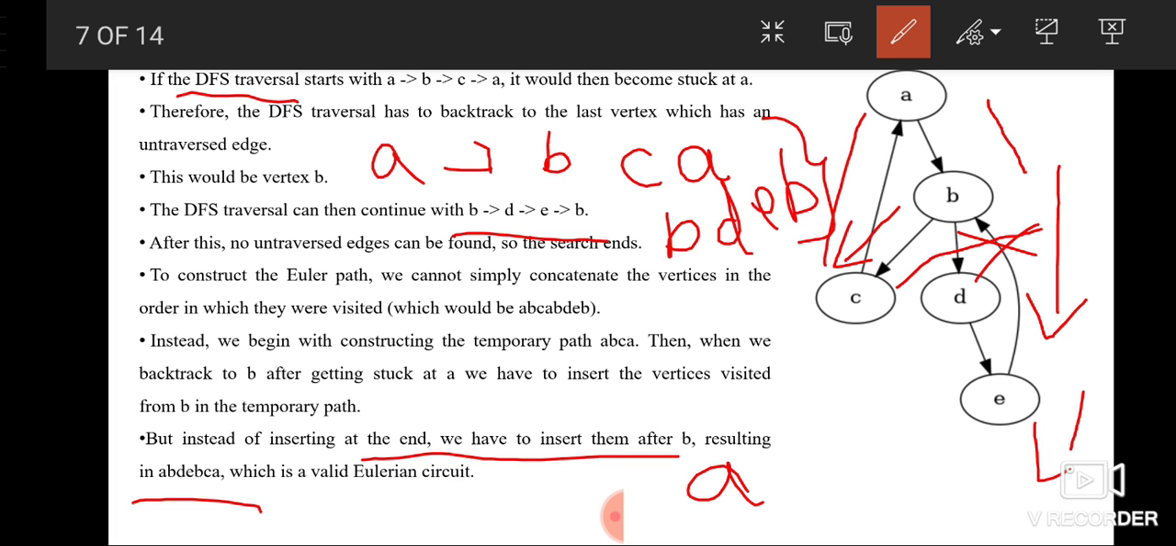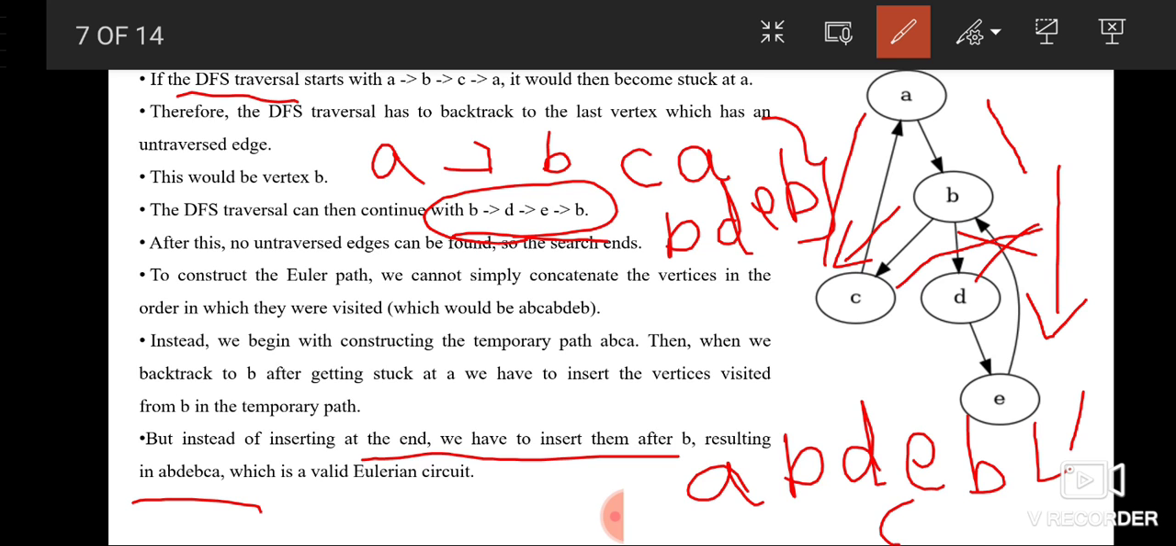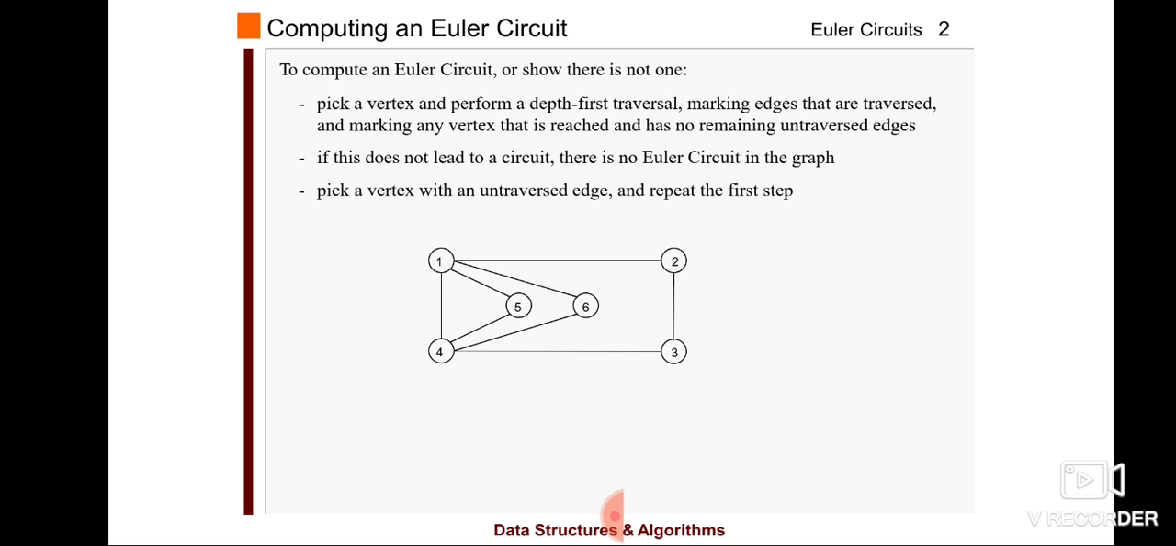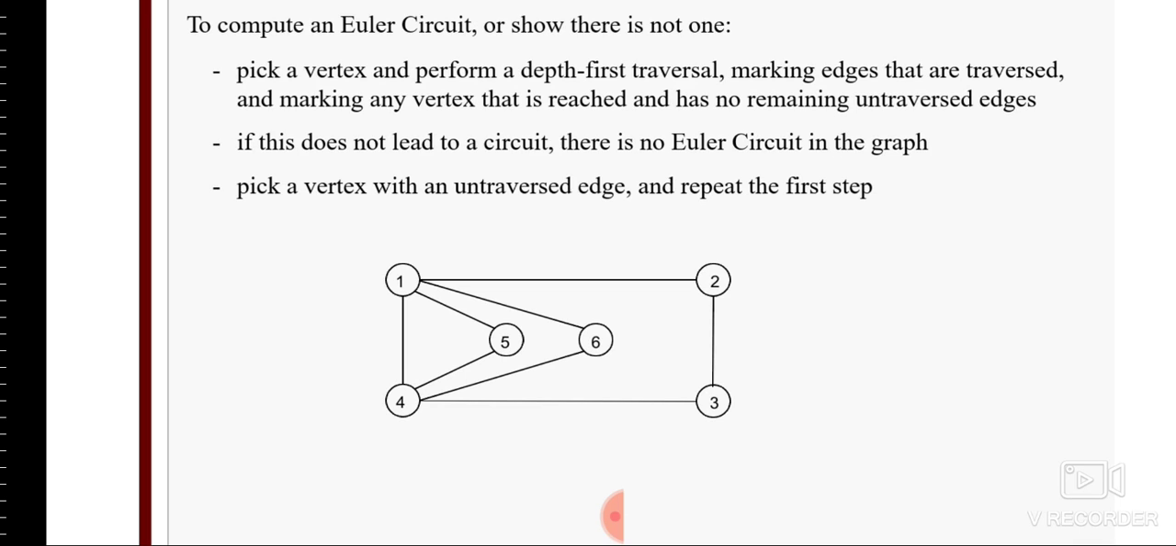So we get a path like this. A is the starting vertex. The second path is this one: A, B, D, E, B. Then from B, you can reach C, A. So this is how the depth first search traversal is used for finding the Euler path and Euler circuit. We move on to one more example. So this is the given graph.